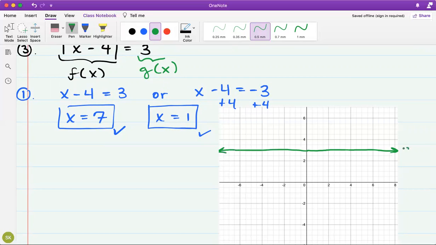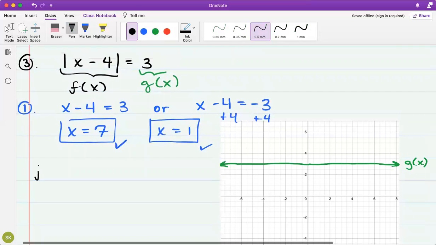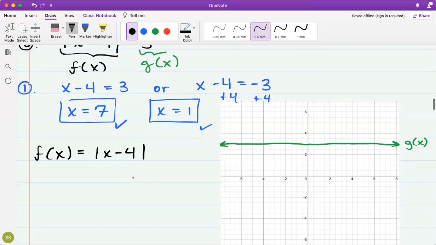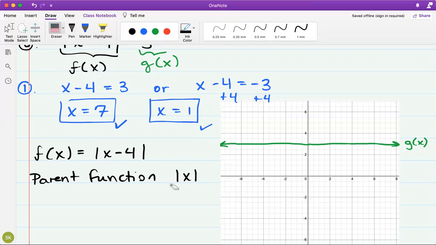So here I'm going to write g of x. Now what about this side? f of x is equal to the absolute value of x minus 4. How can I graph that? Well, we think about the parent function. The parent function is the absolute value of x. Let's call that f1.